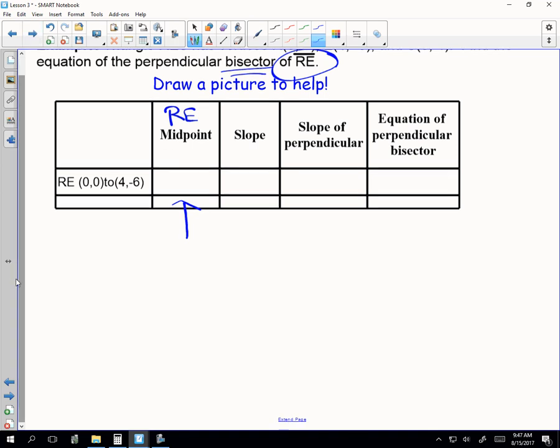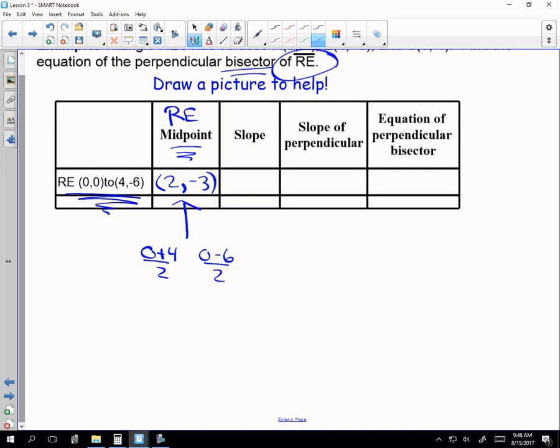So now the midpoint of RE, we have 0 plus 4 divided by 2. So that gives us an x value of 2. Remember your parentheses. 0 minus 6 divided by 2 gives us a negative 3. So now we have the midpoint of that value. Perpendicular bisector. So now we know the point that this line has to go through. So when we're building our equation, it has to go through the midpoint, and it has to be perpendicular to this line.